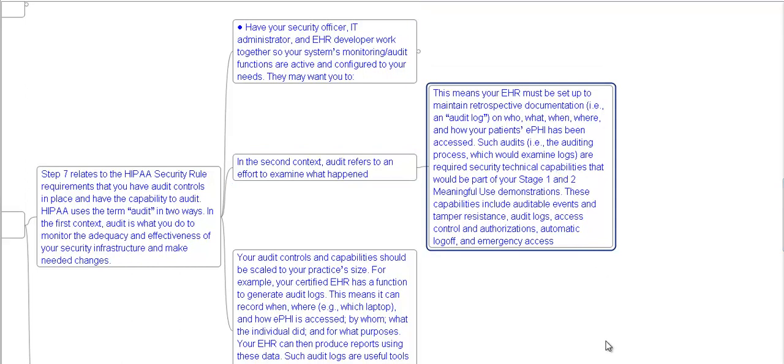This means your EHR must be set up to maintain retrospective documentation, for example, an audit log on who, what, when, and where, and how your patient ePHI has been accessed. Such auditing processes, which would examine logs, require security technical capabilities that would be part of your stage 1 and 2 meaningful use demonstration. These capabilities include auditable events and tamper-resistant audit logs, access control and authorization, automatic log off, and emergency access.